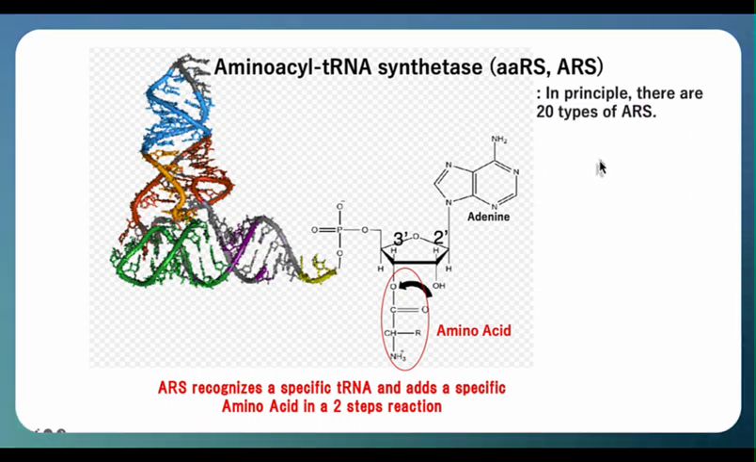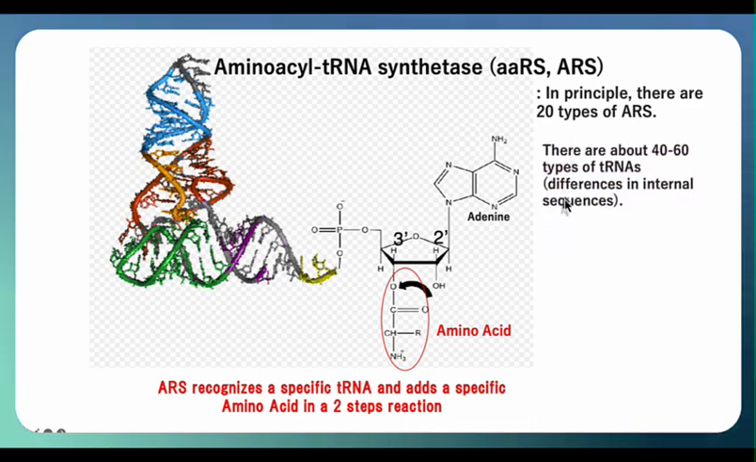There are 20 different amino acids used in cells, so in principle, there are 20 different ARSs. However, it is known that there are 40 to 60 different types of transfer RNAs, depending on how they are counted based on differences in their internal base sequences. ARSs are broadly classified into two groups based on the position of the ribose to which they attach the amino acid.